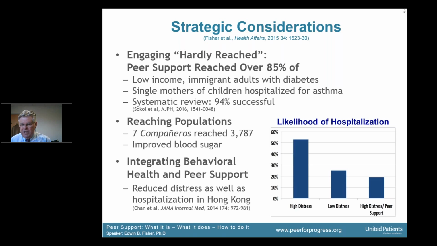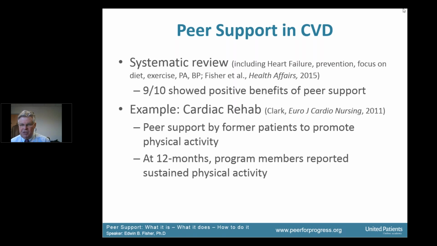And then what was really exciting was the likelihood of hospitalization shown here in the graph. The first bar on the left shows that the people who had high distress and were not randomized to peer support, they had about a 50% likelihood of being hospitalized over 600 days. Those with low distress had much lower likelihood of being hospitalized. But at the right, those with high distress but who were randomized to peer support, they also had a low level of hospitalization. So peer support reduced distress among those who were distressed, and it also reduced hospitalizations among that group who otherwise tend to have high rates of hospitalization.